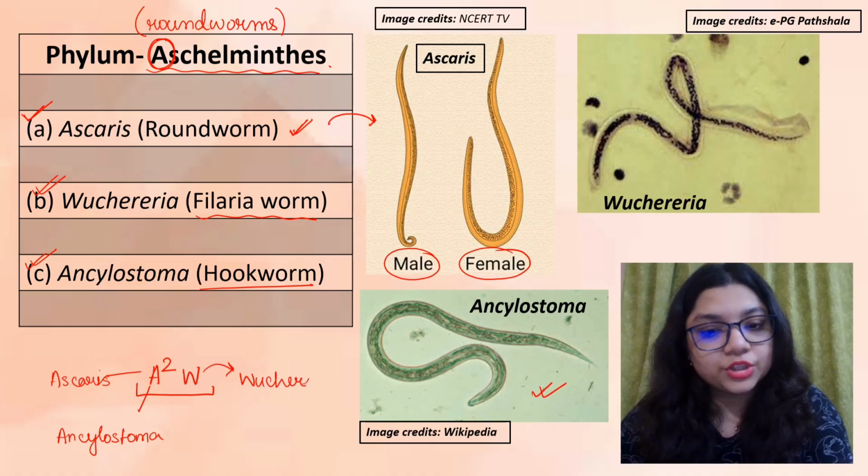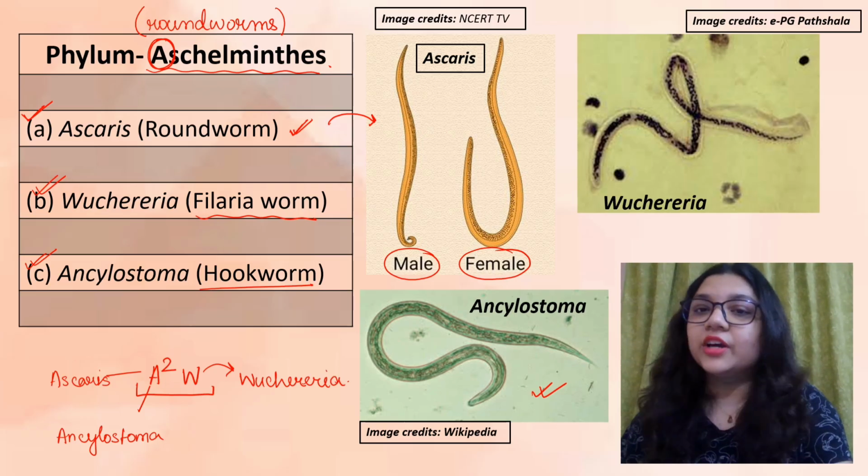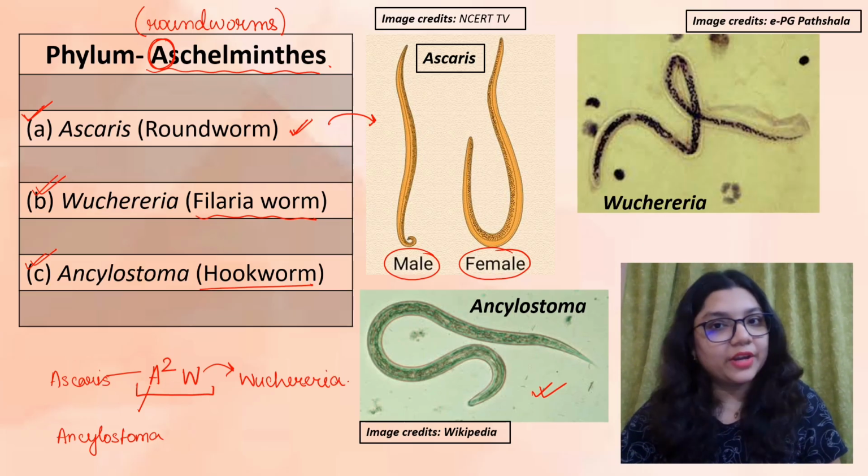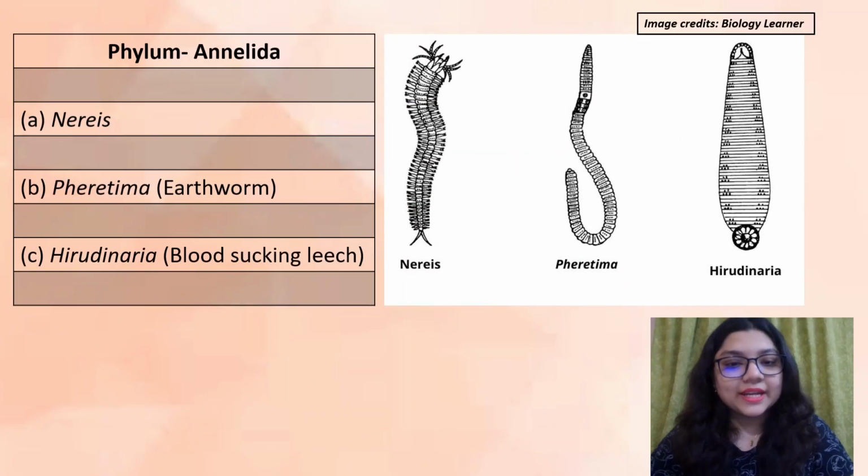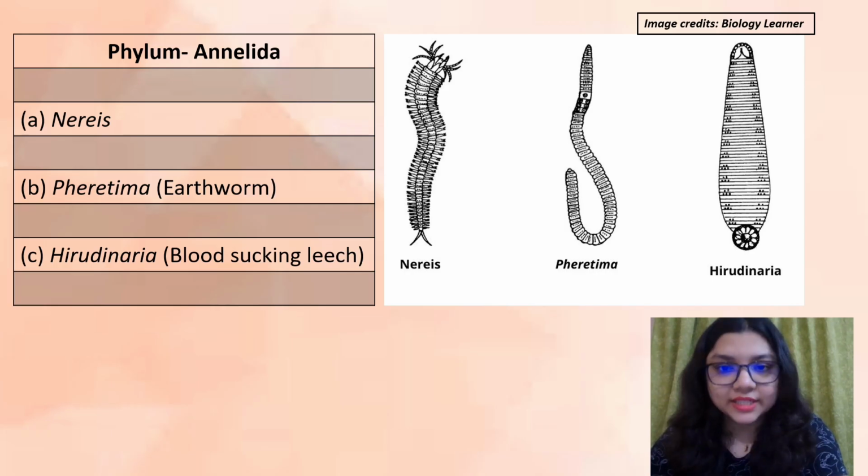Wuchereria, that is your filarial worm which causes your filariasis disease. Okay, next we have phylum Annelida, right?